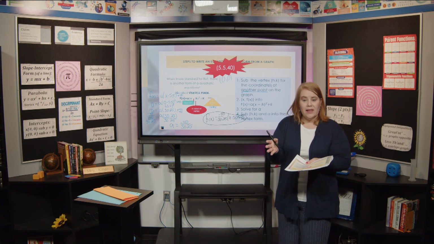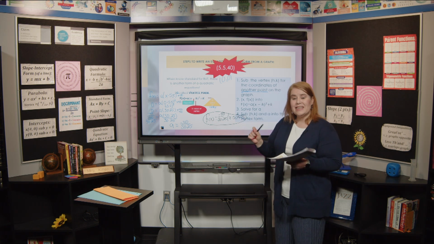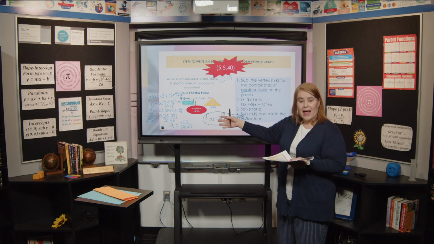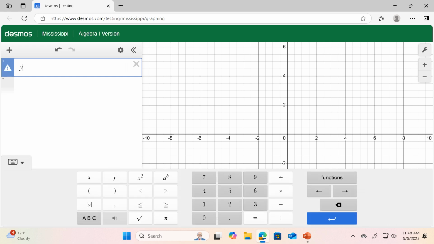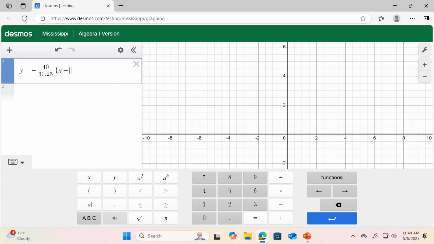Okay, pick up your calculator or click on Desmos. Let's plug this equation just like it is into Desmos and see if we get the same graph that we had. Okay, so here we go. All right, so instead of f of x, I'm going to put y equals negative 40 over 30.25, parentheses x minus 5.5 squared plus 40.